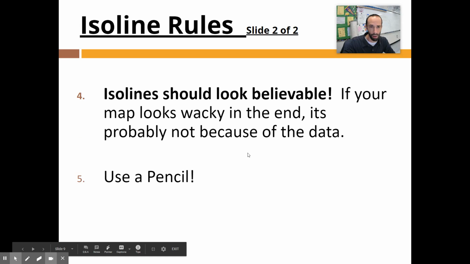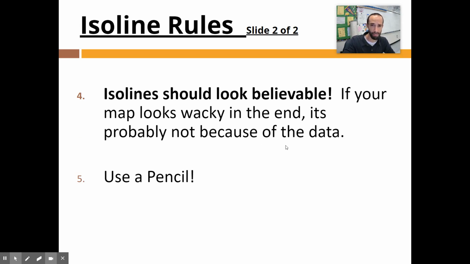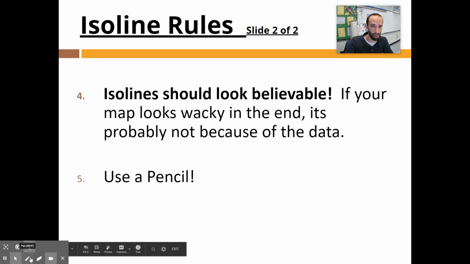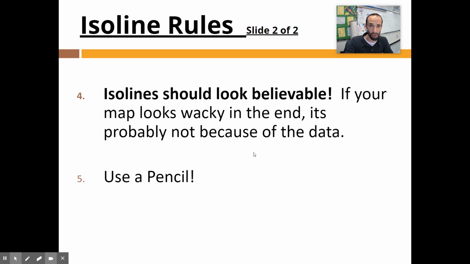Rule number 4: ISO lines should look believable. This one's a little bit tricky to make understandable to you in a video. I'd have to really show you, and you'll see this as you go along. As you do examples with this, you'll learn what believable means and what unbelievable means when you're drawing maps.